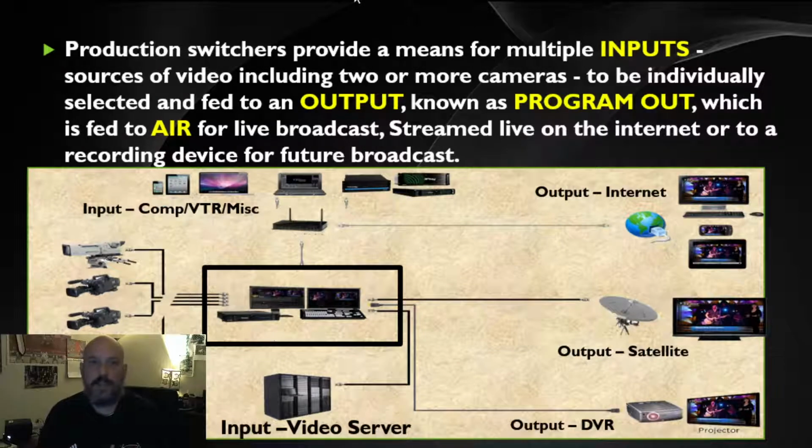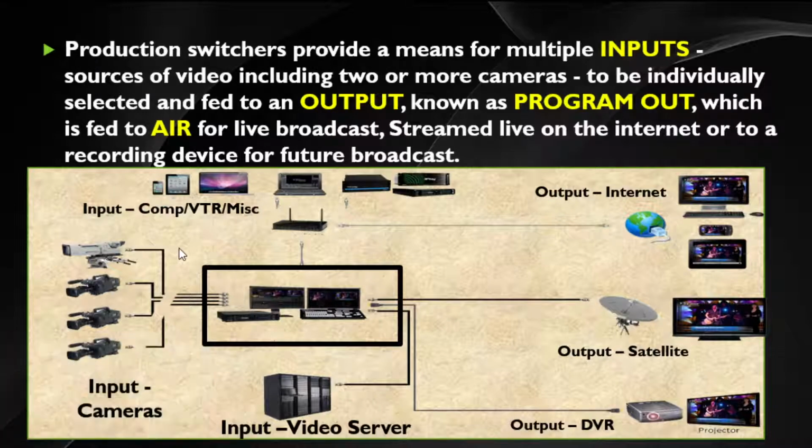Now an input is a source of video that can come from a wide variety of locations. One possibility would be different cameras in different locations. You can also have video coming in from video servers, a computer hard drive that's storing data and clips. You can have access to the internet or computers where the switcher can see video sources from people's computers, laptops, tablets, phones, even other video sources that may wind up streaming into it.